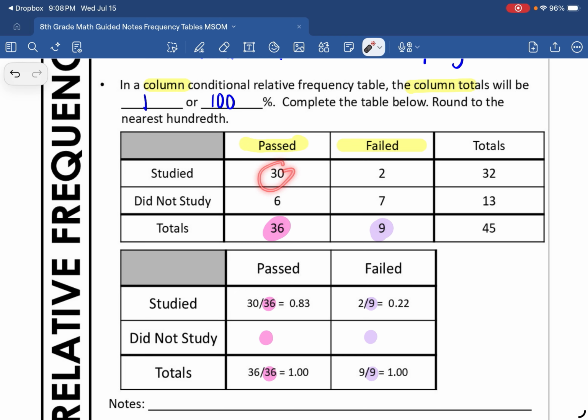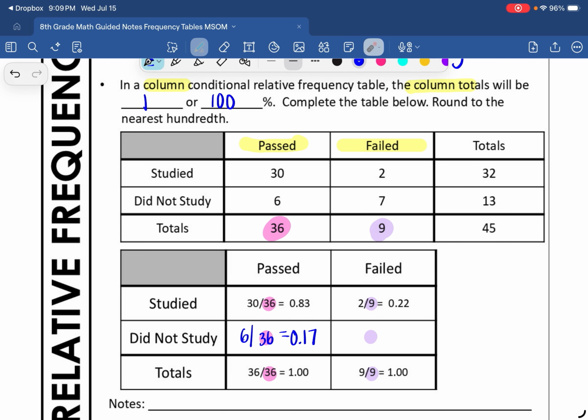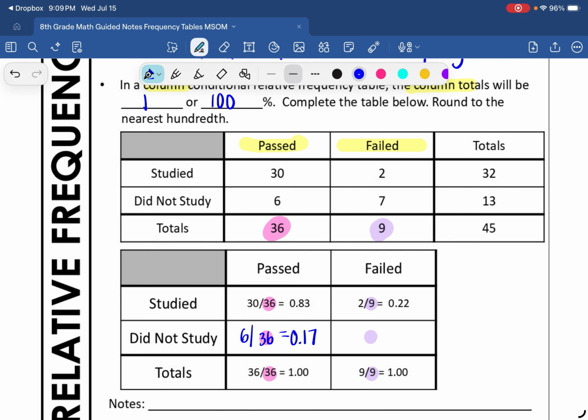30 out of 36 is going to be 0.83. 2 out of 9 is 0.22. 6 out of 36. So 6 divided by 36 is 0.17, and that's rounded to the nearest hundredth. And then 36 out of 36 will give me 1. 2 out of 9 is 0.22, and then we have 7 out of 9 divided will be 0.78. And then 9 out of 9 is 1 whole.